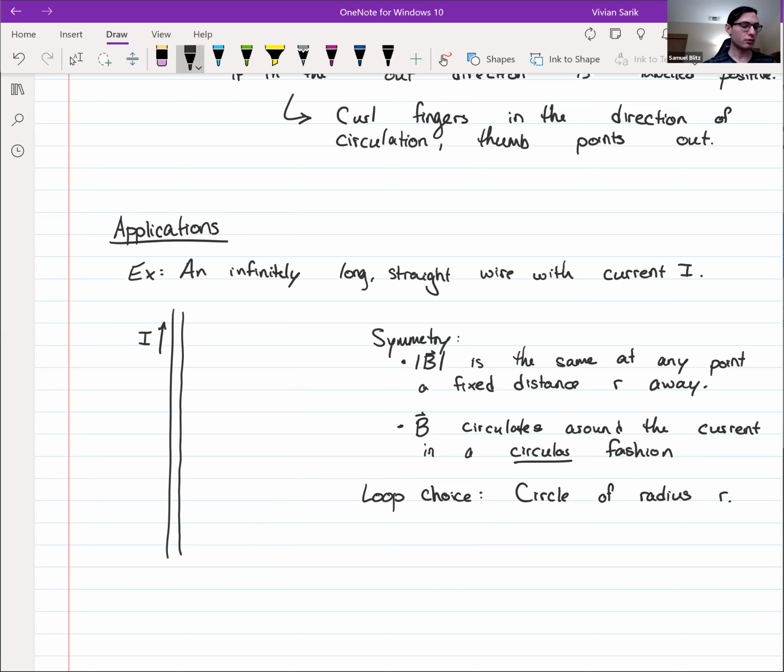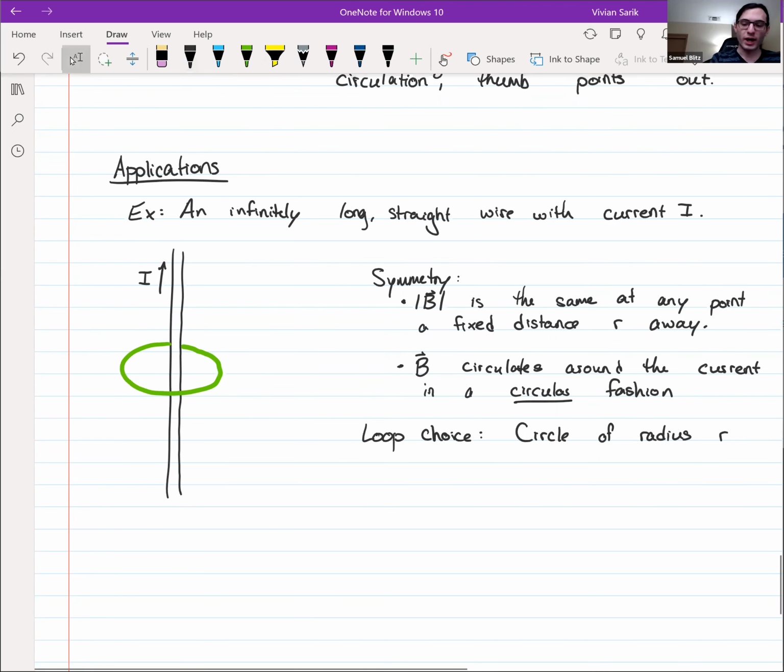So why do we want to choose a circle of radius r? And I'm going to draw this in now. Actually, let me draw it solid so it's a little bit easier to see. And obviously it should be centered on the wire. So why is that the correct choice? And let's give this radius r.